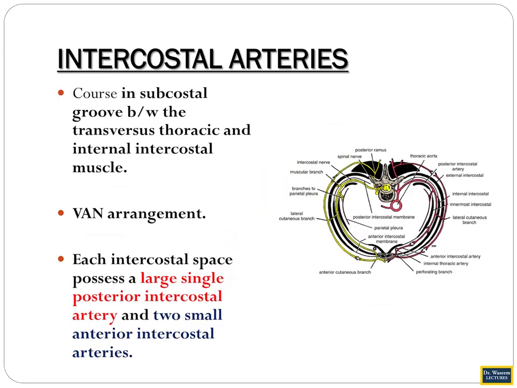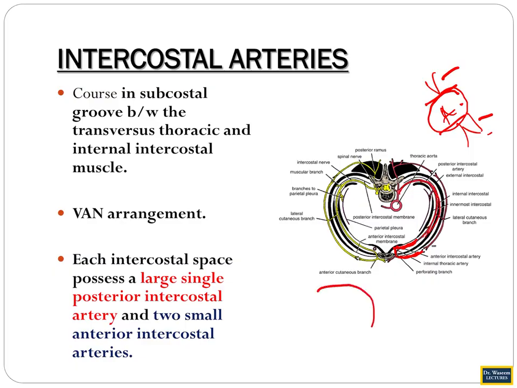And the intercostal arteries, we have already told you, run in the subcostal groove between the transverse thoracic and internal intercostal. In a VAN pattern, you see that in a VAN sequence, meaning vein, artery, nerve, the artery is in the middle of the vein and the nerve. So the vein is running above the artery and the nerve is running below the artery in the same groove. And in this whole pattern, the intercostal space anteriorly will have two arteries in each space, and posteriorly it will have just one.